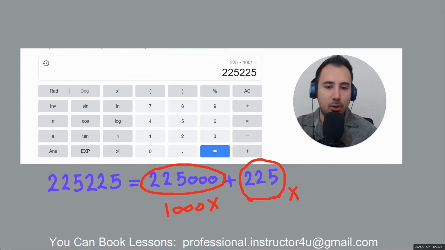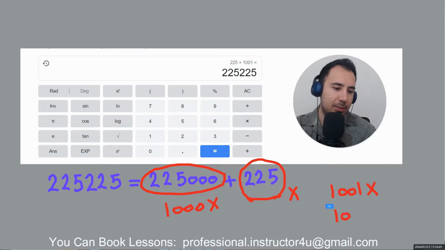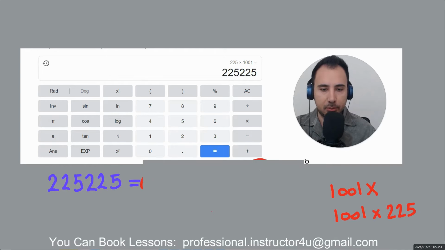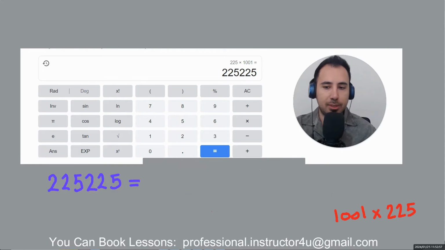So now if I go and add them all up, 1000x plus 1x is equal to 1001x. And what was x? x was 225. So all of this is the same as 1001 multiplied by 225. So I'm going to just clean what is in between and let's see what we have. 225225 is equal to 1001 multiplied by 225.